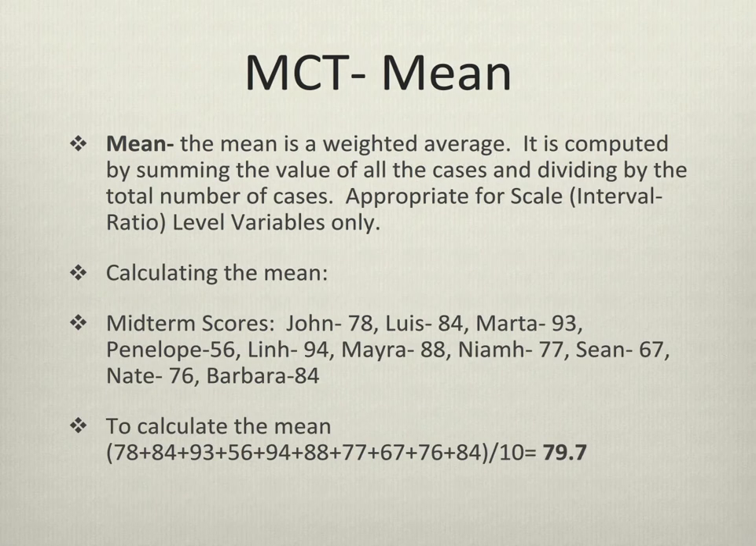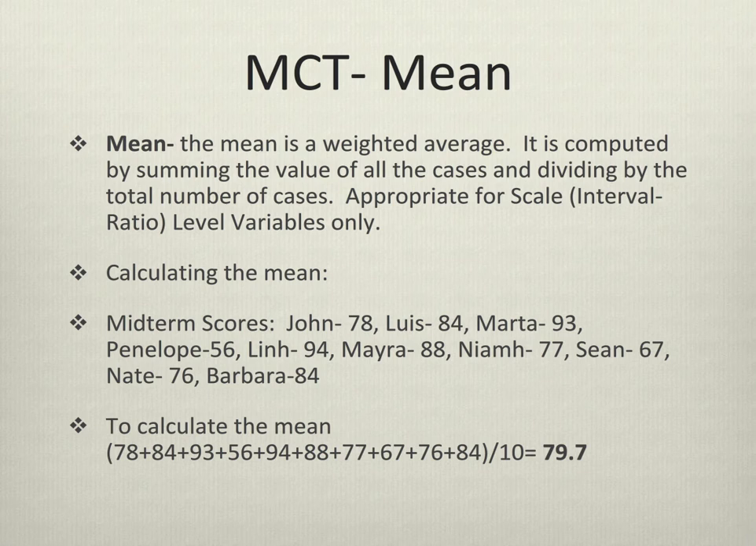What this means is you sum all the values and then divide by the total number of cases. The mean may only be used for interval ratio or scale level data. If you need to calculate a mean, you would simply take each person's score, add them up, and then divide by the total number of people.